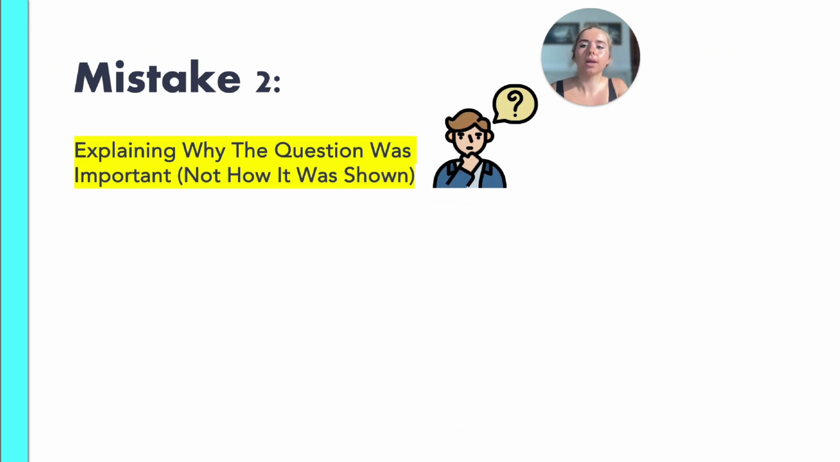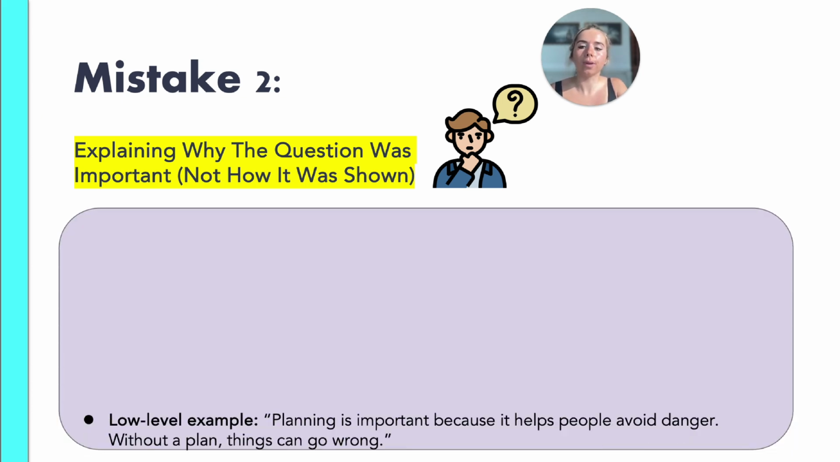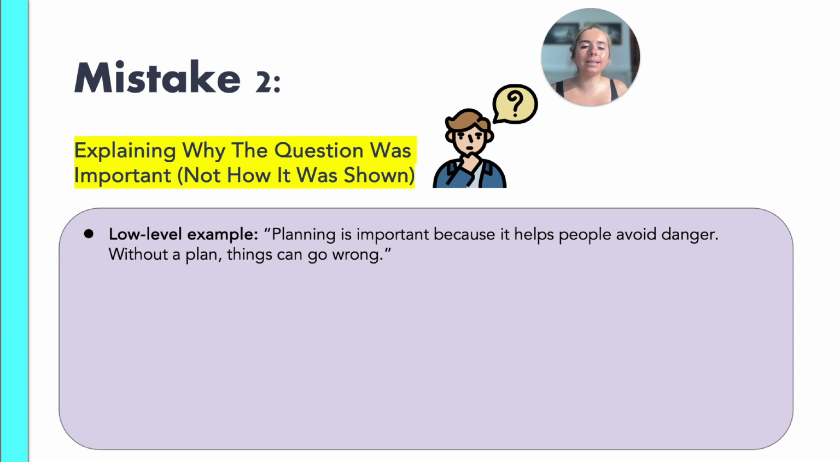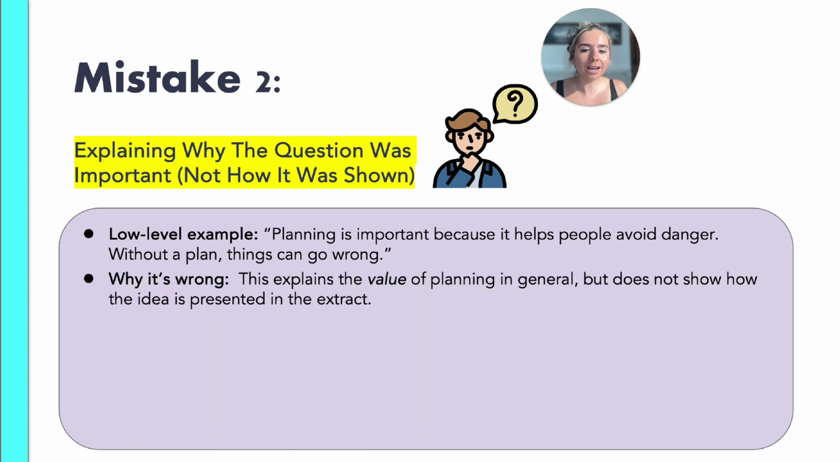Mistake number 2: explaining why the question was important, not how it was shown. This is something that students do quite a lot. So this would be something like, planning is important because it helps people avoid danger. Without a plan, things could go wrong. So that is explaining the importance of planning. Say that was the question. That's explaining it, but it's not linking it back or evaluating my writer's methods. So this explains the value of planning in general, but does not show the idea presented in the extract. And of course, linking back to our first mistake, doesn't show an evaluation of it either.